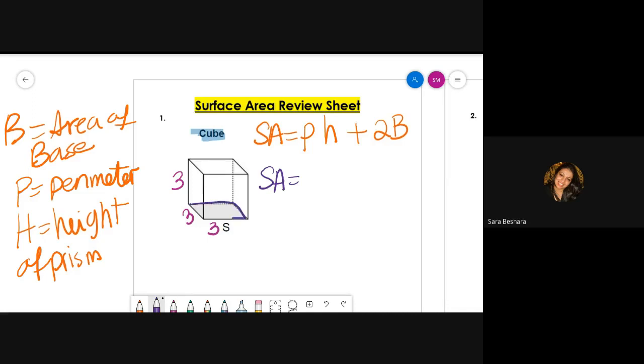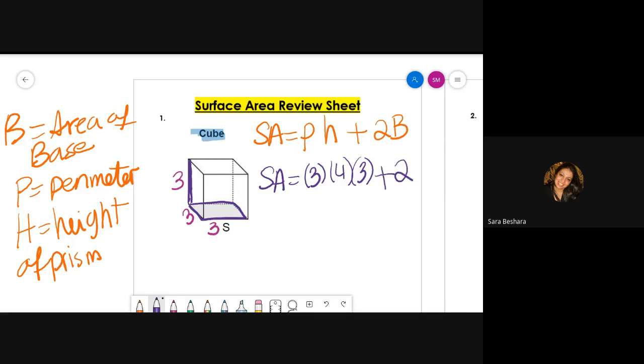Here's the base. Remember, it's a square, okay? The square has 4 sides. All 4 sides are the same length. Each side is 3. That means the perimeter can just be 3, the length of the side, times how many they are, which is 4. Now, times the height of the prism, which is the cube. The height here is also 3. Again, you know what's beautiful about the cube? All of it is the same.